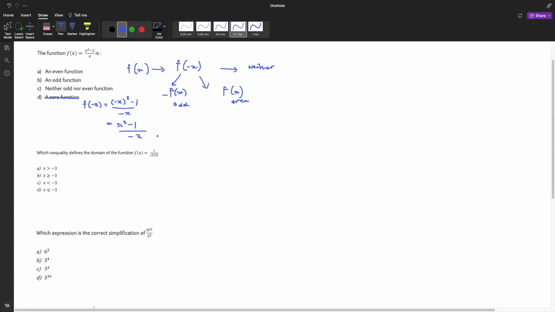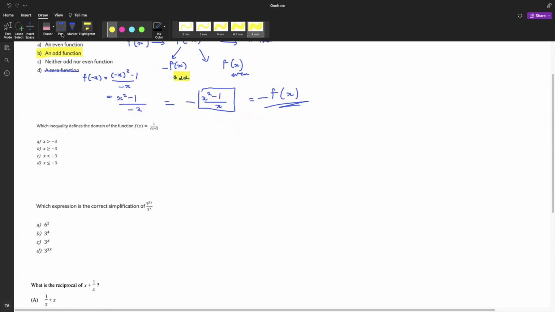Now this negative in the denominator we can put to the front, so that's just equal to negative x squared minus 1 over x. Now if you have a look, this part over here, that is where our f of x is. So this is basically equal to negative f of x. Right? And since it's negative f of x, that means that we've got an odd function here. So our answer is B, it's an odd function.